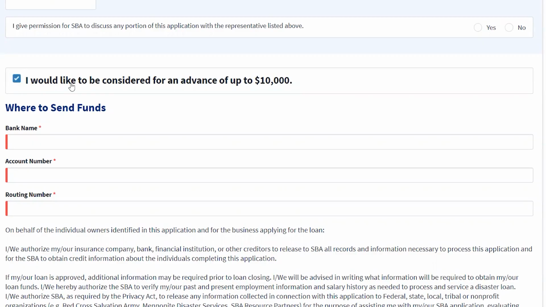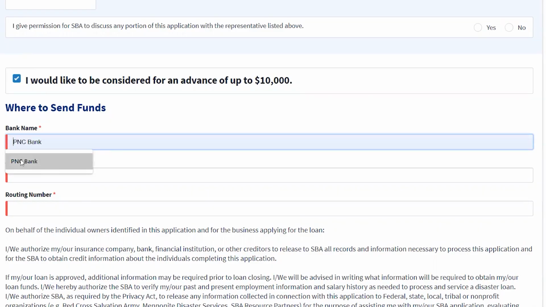Now, this is really important. If you want the $1,000 through $10,000 grant money, this is where you go and hit the check mark. Okay? Go and put in, I would like to be considered for an advance of up to $10,000. So do not miss this, guys. If you don't want your money, then you can obviously skip this. But if you want your money, then this is it.